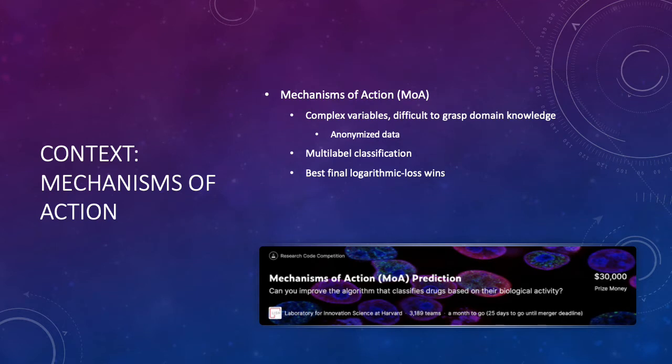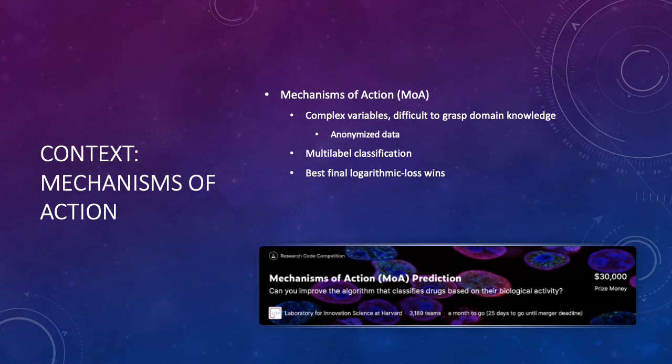Looking at this competition, what do we have? We have Mechanisms of Action, hosted by the Laboratory of Innovation Science at Harvard, and it's a really complicated data set. It's hard to understand the variables, and this is part of the reason why I chose this project, because it's interesting in that regard. It's similar to another competition hosted before by Santander Bank, where all the data is anonymized, so you don't really know what any of the variables mean. That's pretty much what's going on here.